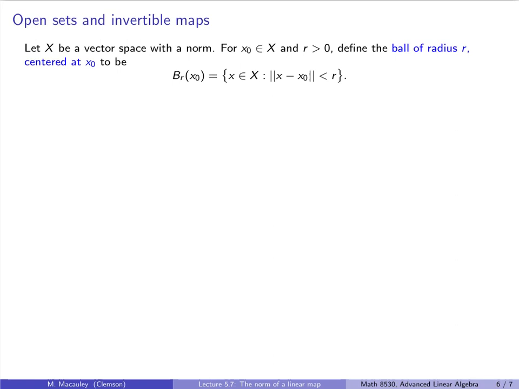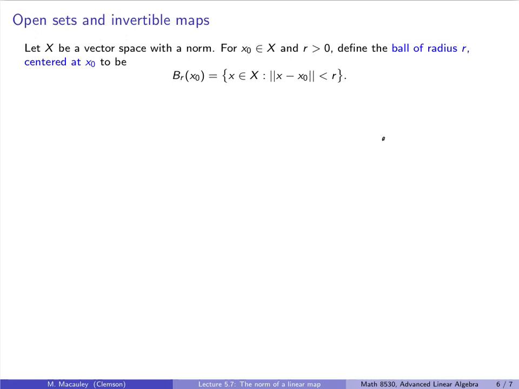So let X be a vector space with a norm, which may or may not come from an inner product. For a fixed vector x naught and positive real number r, define the ball of radius r centered at x naught to be exactly what you think it is. It's the set of vectors whose distance is less than r from x naught. We write that as B_r of x naught.